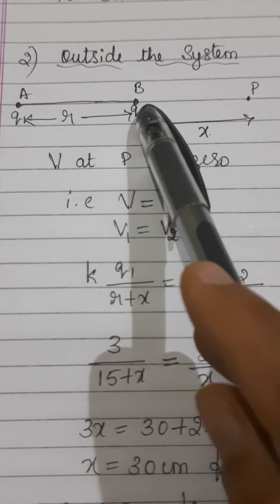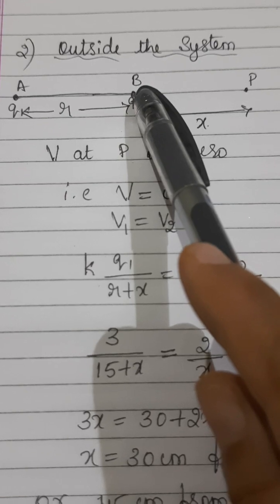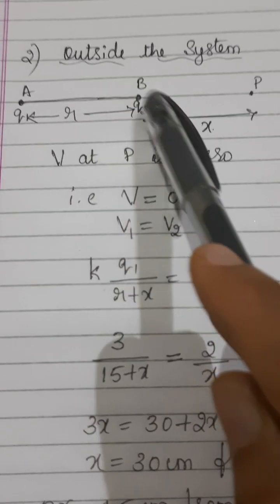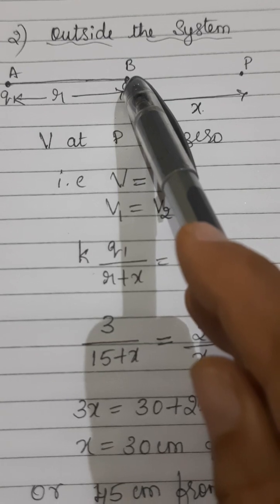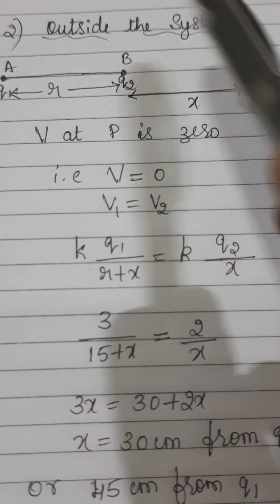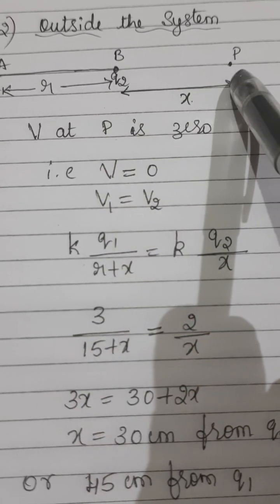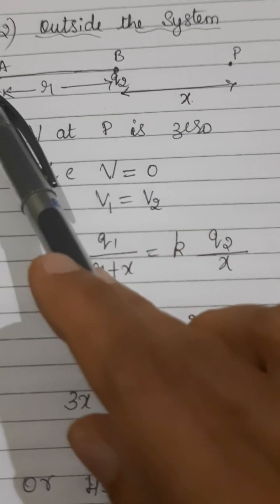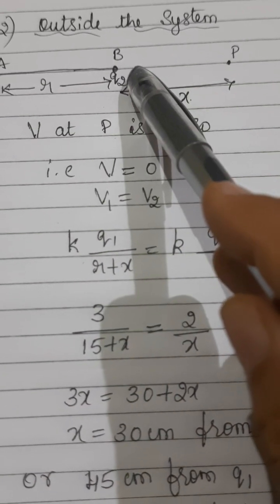Out of these two charges, one is 3 into 10 to the power minus 8, another one is minus 2 into 10 to the power minus 8. So here look at the number 3 and 2. So 2 is smaller charge, so null point is closer to the smaller charge. See, in second, outside the system, where is P? P is at a distance 30 centimeter from Q2 and 45 centimeter from Q1. That means P is closer to B.